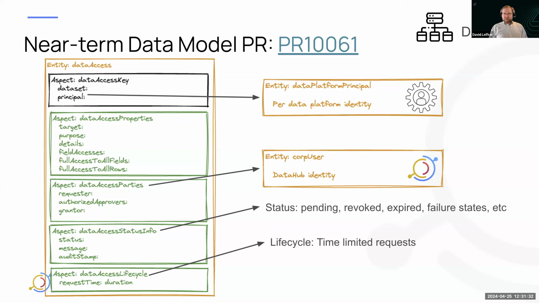Some of the detail it goes into is defining the status information about this particular access request: pending, revoked, expired, various failure states, and being able to expose all of this information in the UI potentially. It also supports things like time-limited requests, like I would like to request access for this particular dataset for a month or a day or something like that. And one thing you'll note, I didn't call it out on the slide, but the data access properties do include things like field-level or fine-grained access in here as well. All right, next.